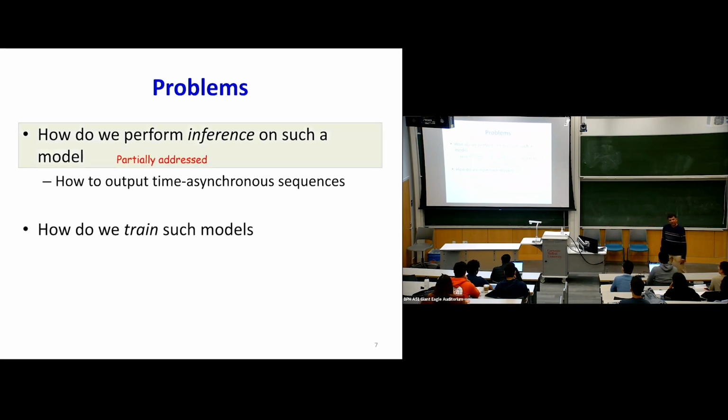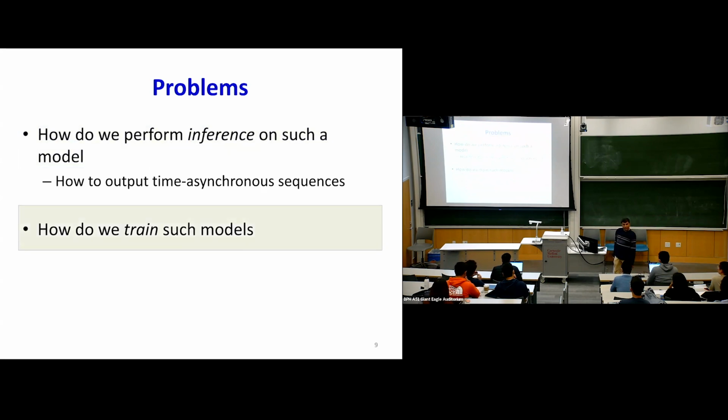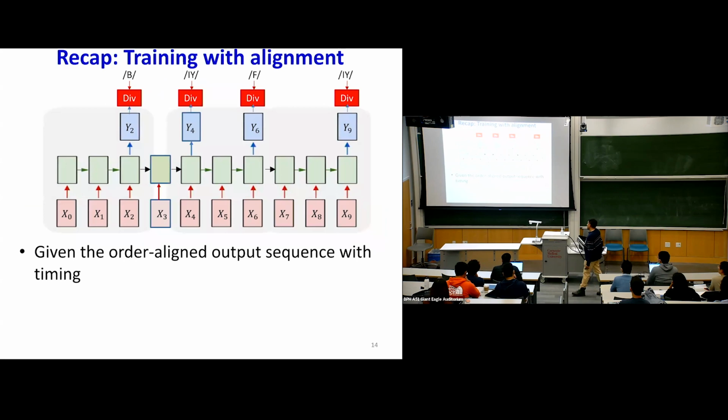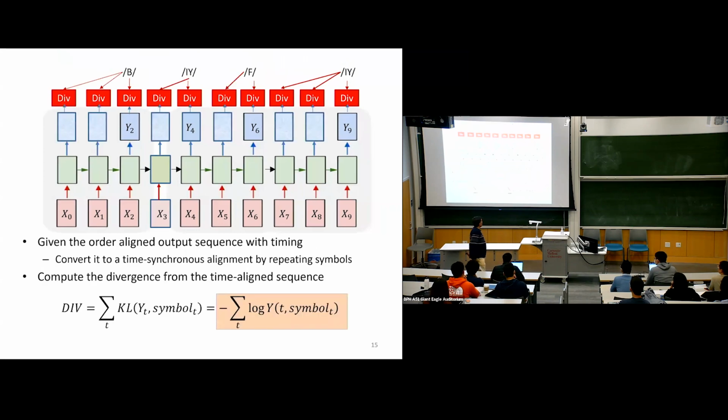And we sort of partially addressed this. We will revisit this. If I have a model of this kind, how do you output the right intermittent sequence? We were focusing on how to train these models. And if I gave you the alignment of the output to the input, by alignment, I told you exactly at which instance of time each of these symbols were output, then we knew that we could just sort of replicate the symbols and make this order-aligned sequence a time-aligned sequence by replicating the symbols to fill in the holes.